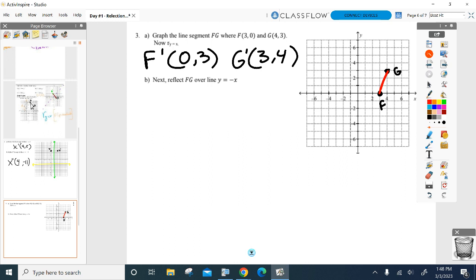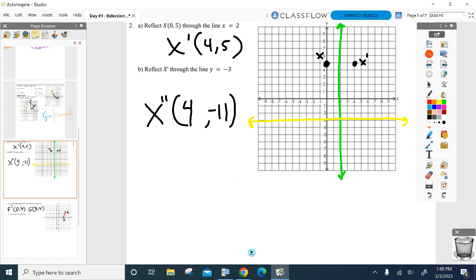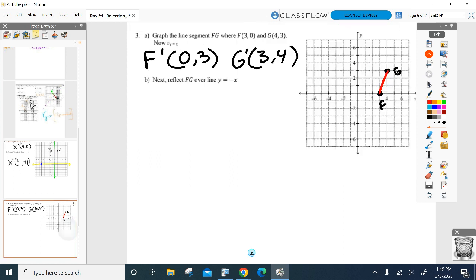Now, actually, let me go to this point here. Is it possible for a point to remain the same after a reflection? Could that happen? When? Here's my point, and I say reflect over the line y equals negative 3. Is it going anywhere? Remember that a point doesn't have to move. It could remain at the same spot if your point's on the line of reflection.